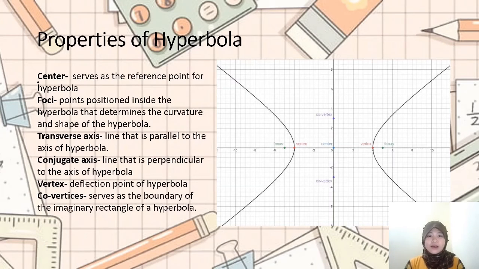Moving on, the properties of hyperbola have a lot of similarities to the properties of ellipse. Just like ellipse, you have the center, the foci, the vertex, and co-vertices. For transverse axis and conjugate axis, they are equivalent to the major and minor axis of ellipse. Transverse axis contains the foci, the vertex, and the center. The conjugate axis, on the other hand, has the co-vertex and the center.